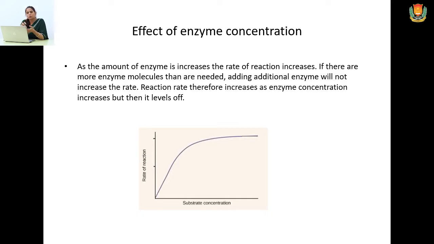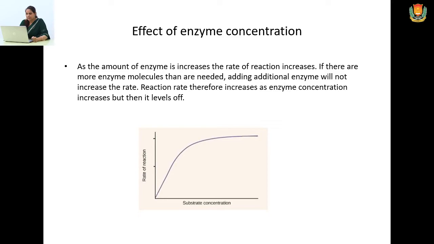So there could be two possibilities. You can get a linear plot if there is an infinite amount of substrate, or enough substrate in your vessel, in your reaction. But if you are taking a limiting amount of substrate, in that case you will get a hyperbolic plot.